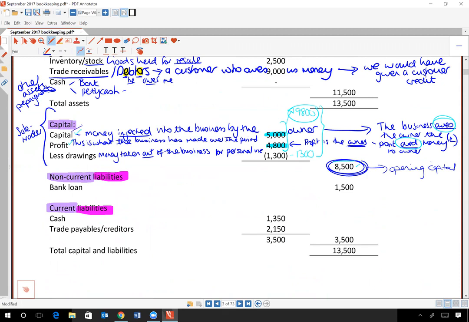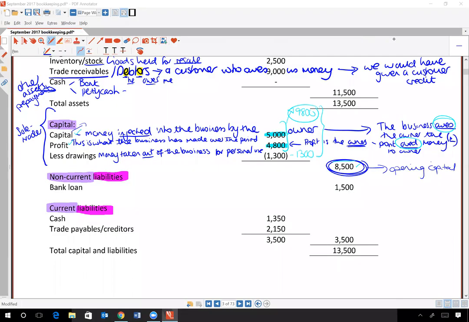Whereas this might have been money injected, so we had no capital at the beginning of the year, so it was the first time of trading. So that 8,500 is rolled forward to be the opening capital in the next period. Is everybody okay with that?